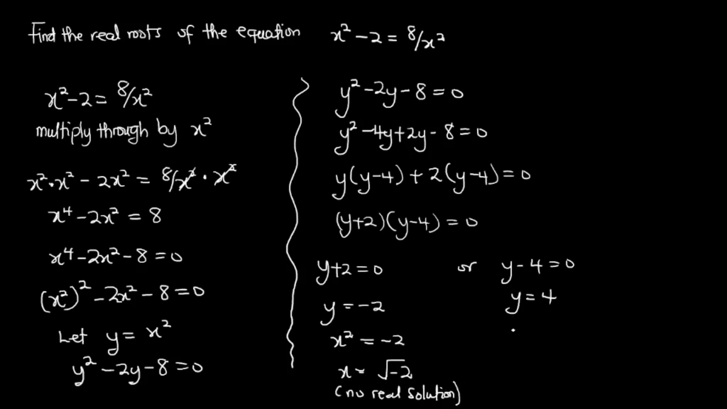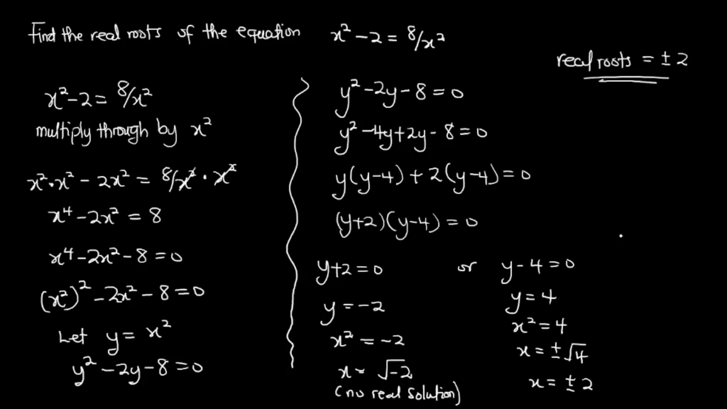But for the second term, x squared is equal to 4. So if we take the root of 4, this is plus or minus the root of 4. x will be equal to plus or minus 2. So for this particular equation, instead of having 4 answers, the real roots, that is the real numbers that can make this equation equal to 0, are plus or minus 2. This is our answer as we've obtained from this side.